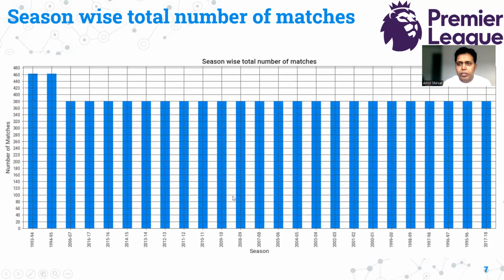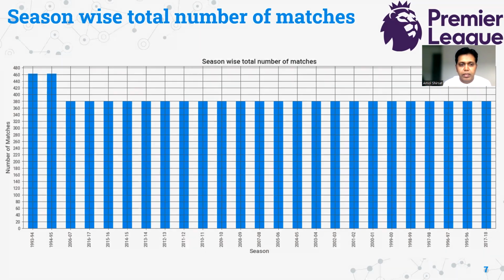Yeah, so this is the first plot of what we have done. We have the data from 93 onwards. So we have found out how many matches are played in each season. In the first season, there were 462 matches, while in the rest of the seasons, there are 380 matches. So it means that after the first 2 seasons, changes were made to 380 matches. We'll see what the reasons for those are also.